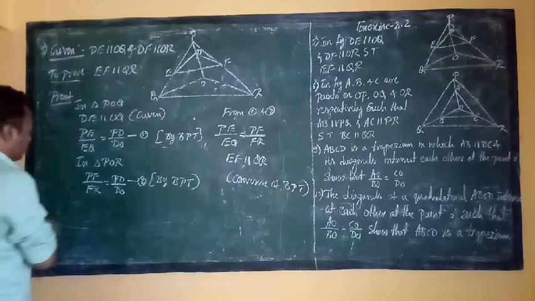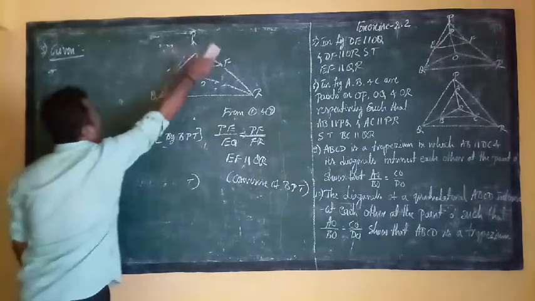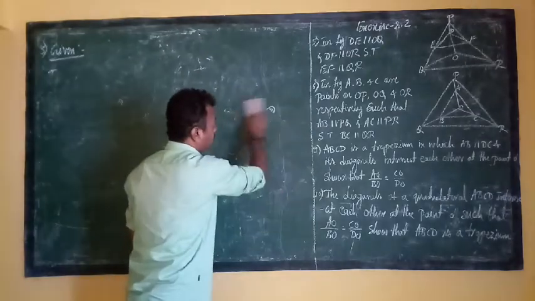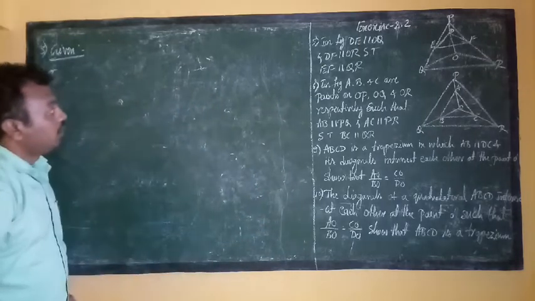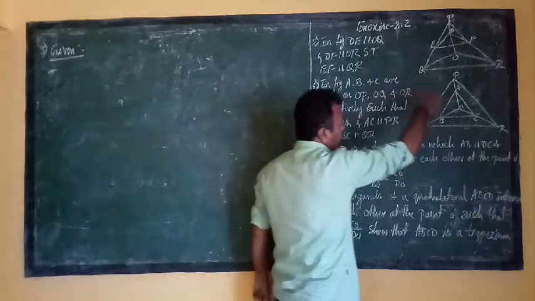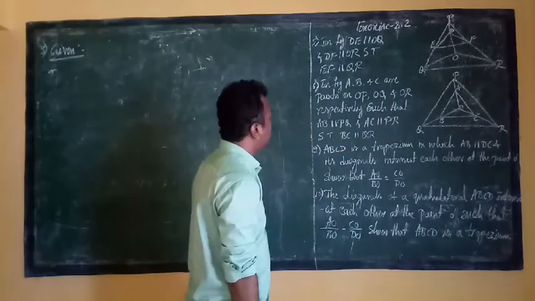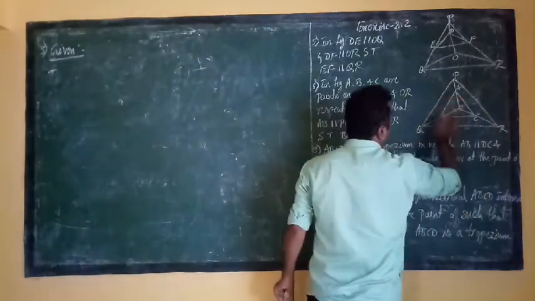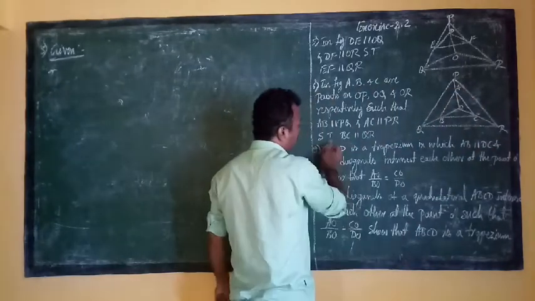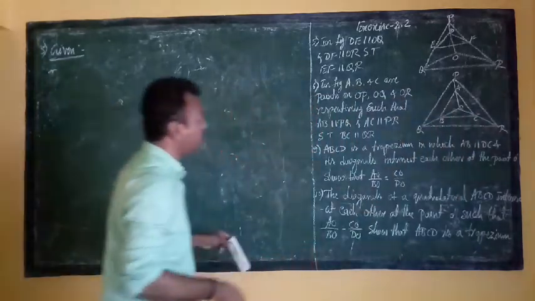So shall we go to the 6th question? Same like this only. In the figure, A, B, C are points on OP, OQ, OR. A lies on OP, B lies on OQ, and C lies on OR, respectively, such that AB is parallel to PQ and AC is parallel to PR. Then we have to show that BC is parallel to QR. Same like this only we have to prove it.